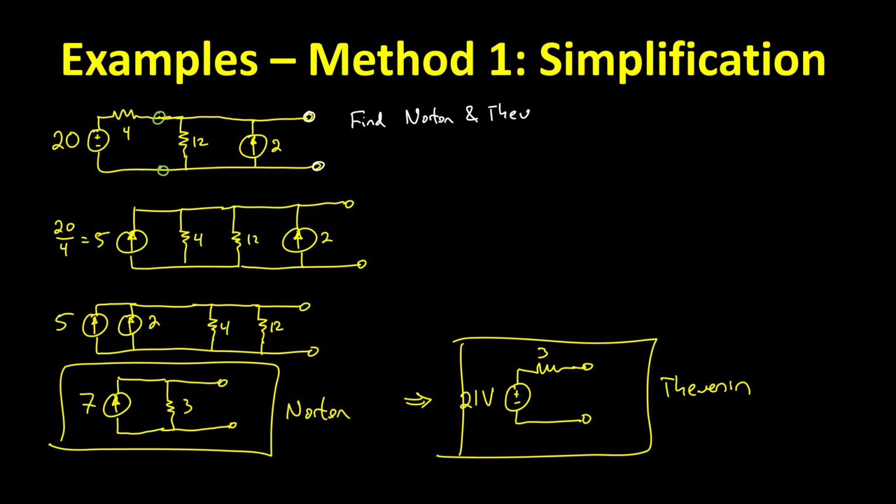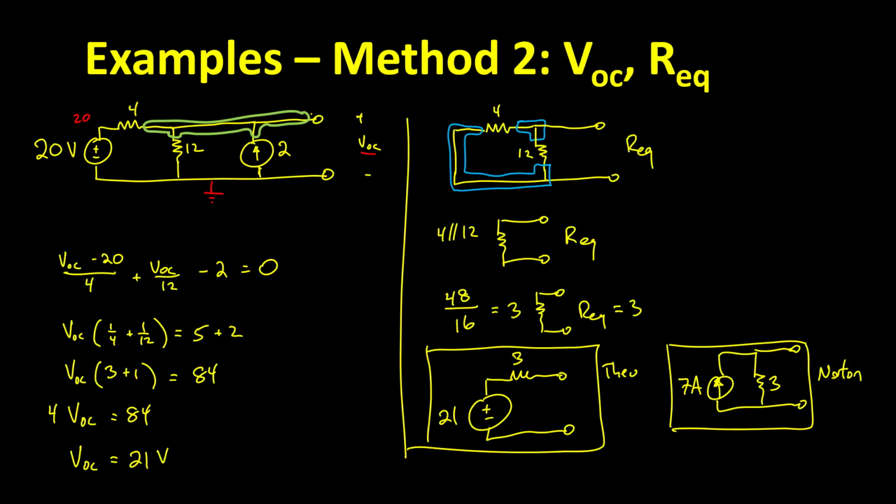In general, method 1 is faster. I'd use it when you can. And if you can't simplify it using method 1, bring out the big guns using mesh or nodal to find VOC and use method 2.